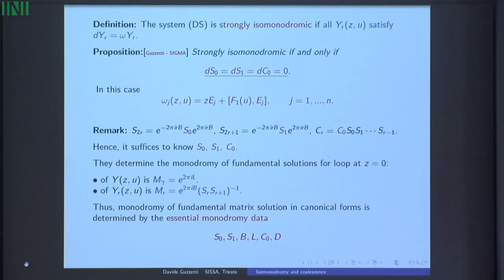So monodromy is determined finally only by this data, which I call essential monodromy data. So for me, monodromy data are not these monodromy matrices, but are these data. So Stokes matrices, exponent B, L, C0, and D. D actually does not appear in the monodromy, but if you want to know the eigenvalues of the matrix A in our system, then D is necessary.